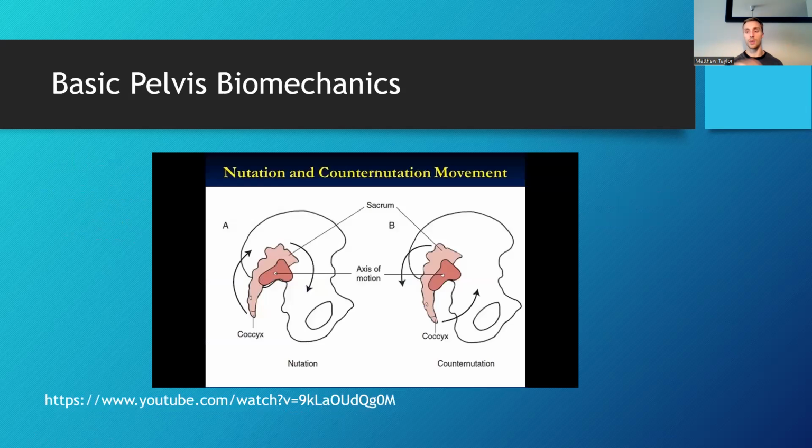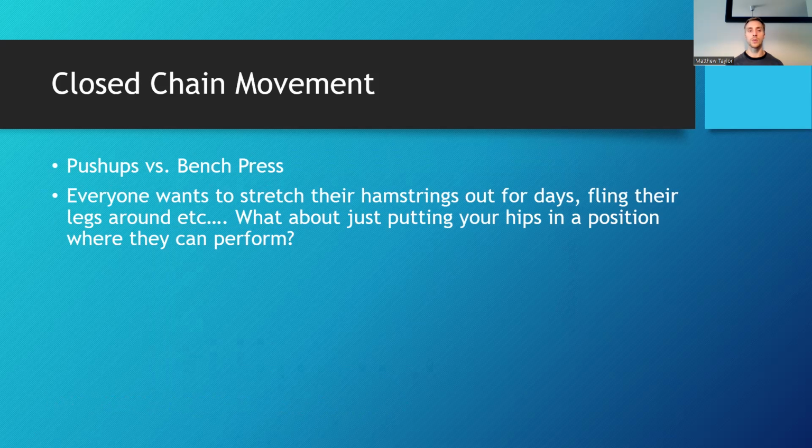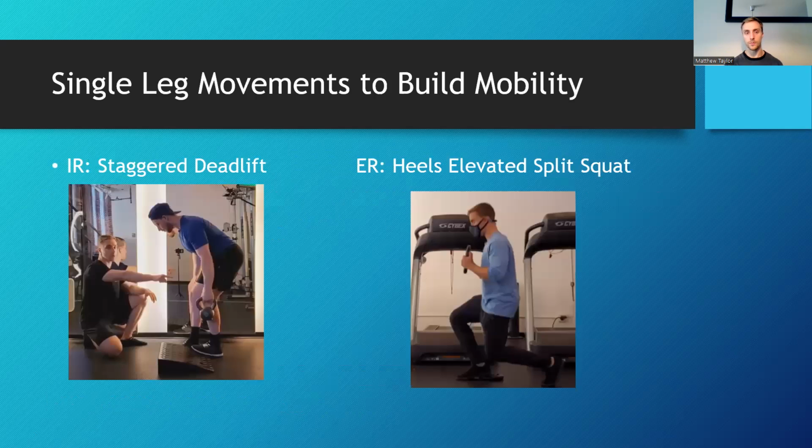This is why we talked about this nutation, counter nutation earlier, okay? This tends to be the hardest slide for most people to wrap their heads around because everyone wants to look at hip external rotation by just twisting their femurs around, right?